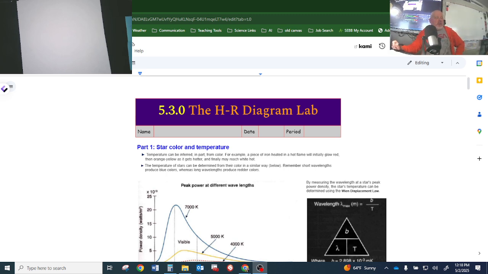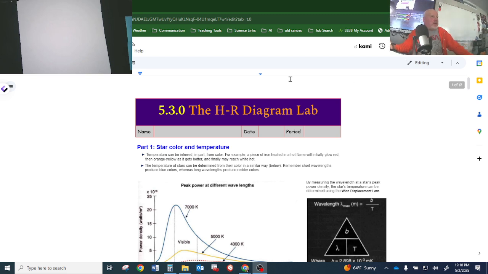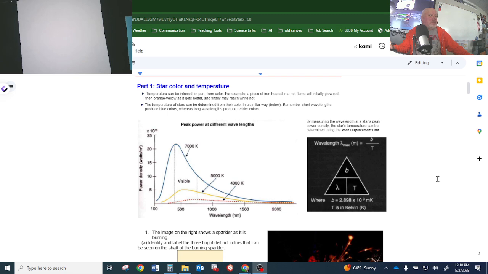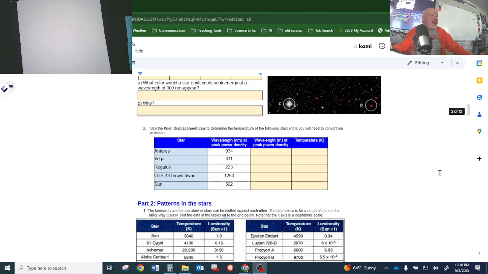What you'll need to do, we've already started these labs in class, so I'm not going to go over the first two questions. We already did that in class. So we're going to be looking at this section about Wien's law, and that comes down here.